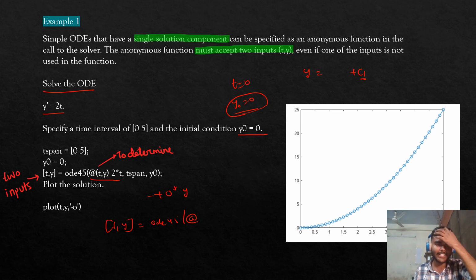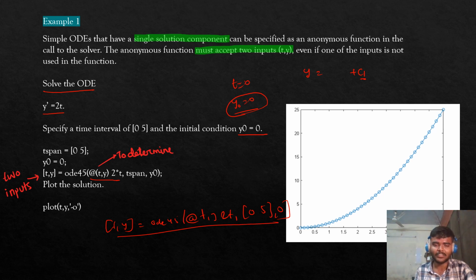So I told you, right hand side, 2t is our function, and then the t span. So you can write it like ty, 2t, and in place of t span you can write it like this, and then you can write it like this. So in one line of code only you can solve it.